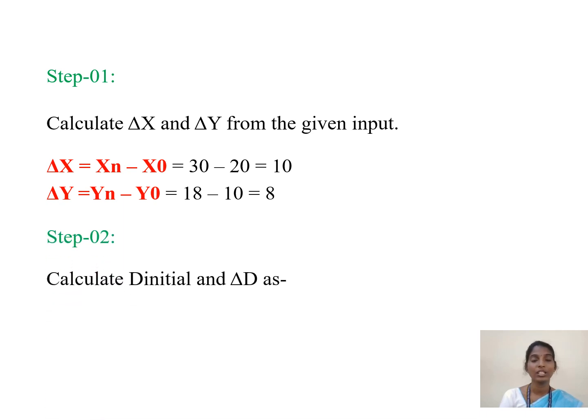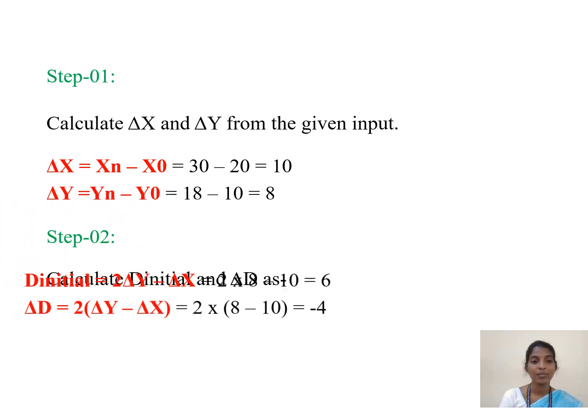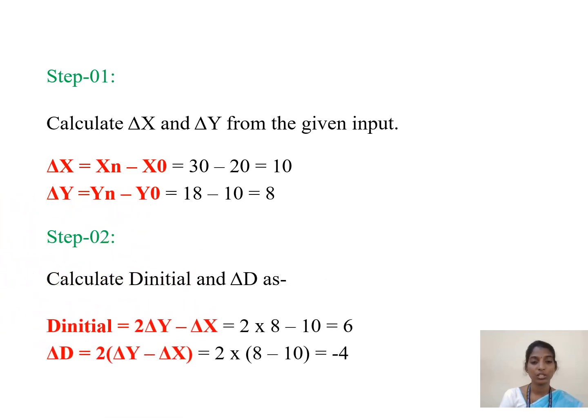Step 2. Calculate the d initial and del d. d initial is equal to 2 del y minus del x, which is 2 into del y, where the value is 8, then 2 into 8 minus del x, where the value is 10. So 2 into 8 is 16, and 16 minus 10 is equal to 6. Del d is equal to 2 of del y minus del x, which is 2 of 8 minus 10, so 2 of 8 minus 10 is equal to minus 4.